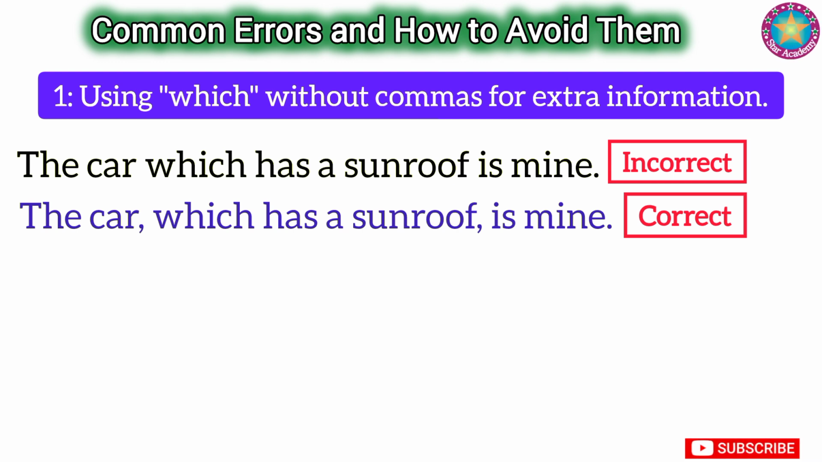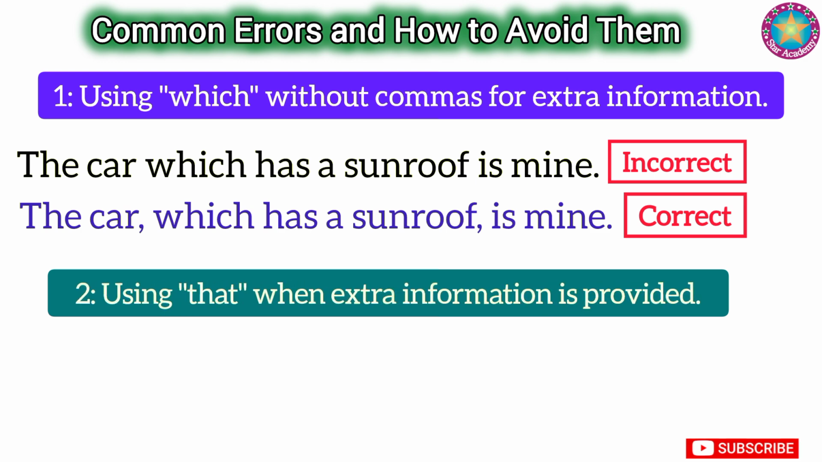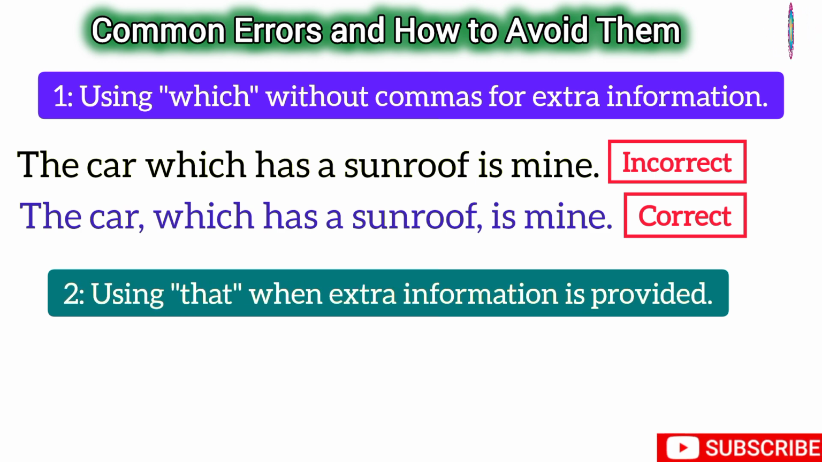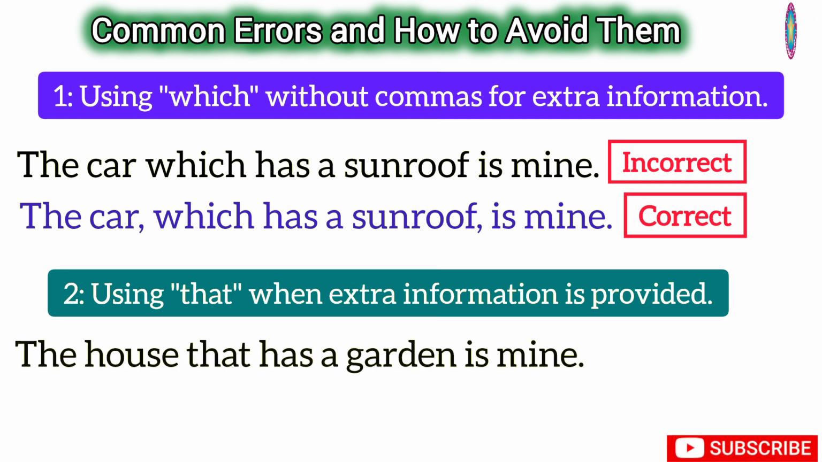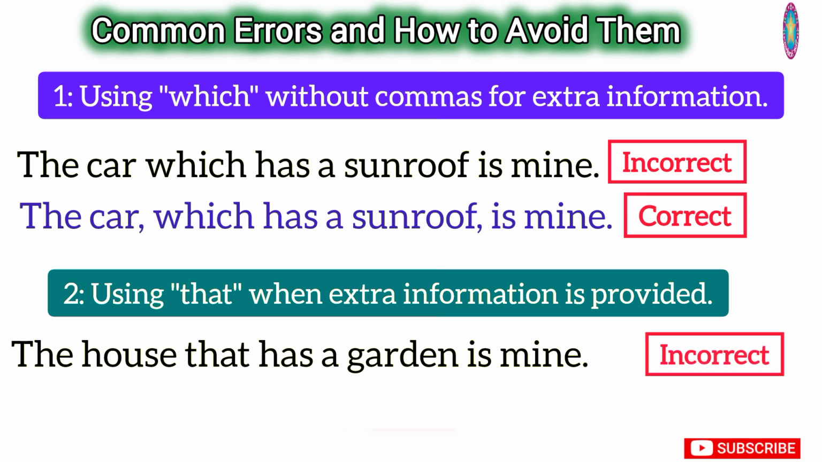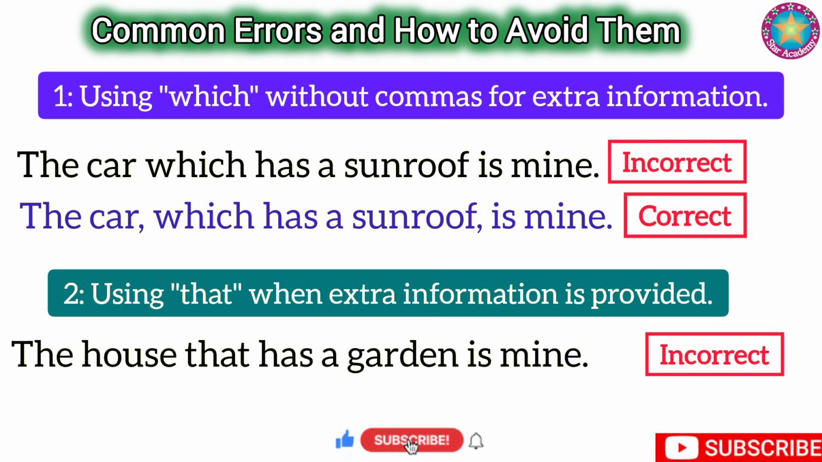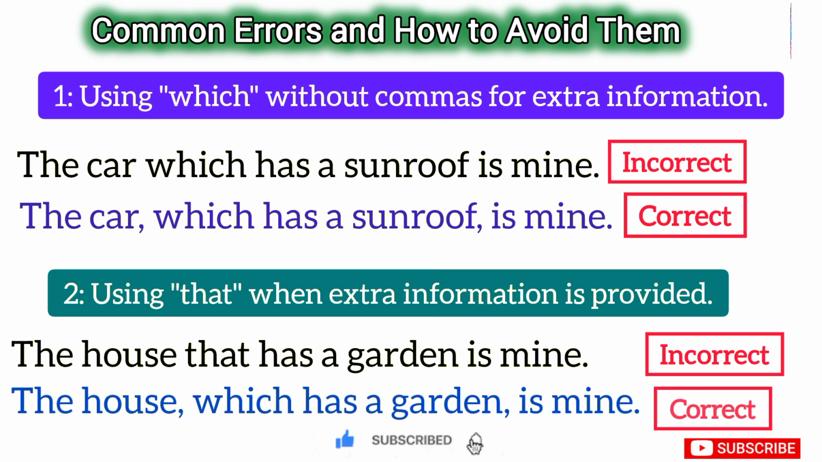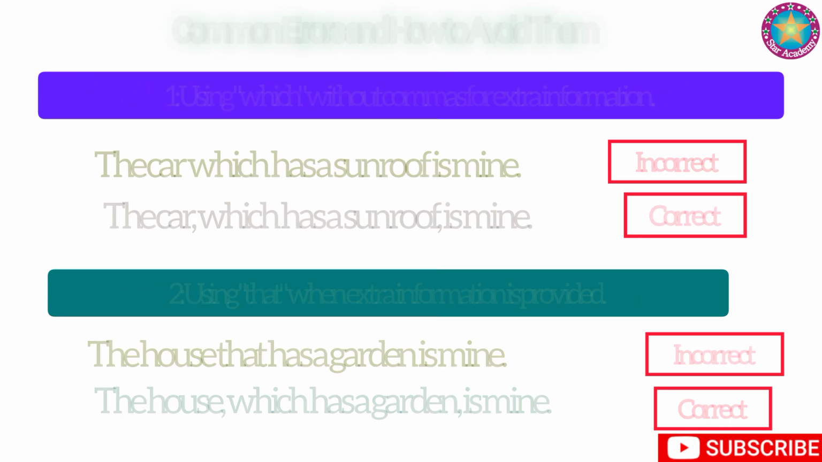Remember, always use commas with which when adding extra, non-essential details. Second error is using that when giving extra details. Another mistake is using that when giving non-essential or additional information. For example, the sentence, the house that has a garden is mine, is incorrect. The phrase, that has a garden, is extra information and should use which instead of that. Correct sentence will be, the house, which has a garden, is mine. Remember, use that without commas only for essential information that you can't leave out.